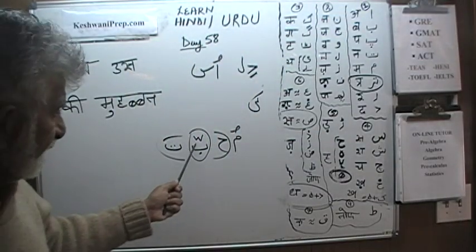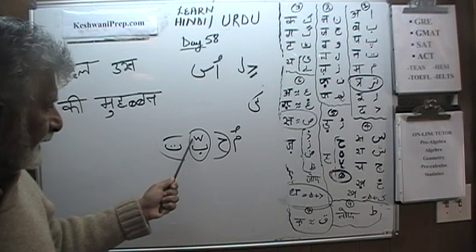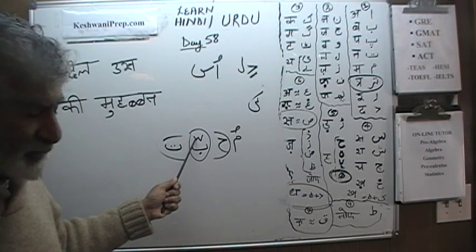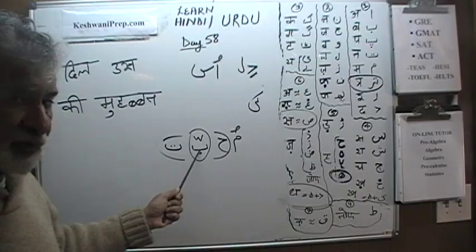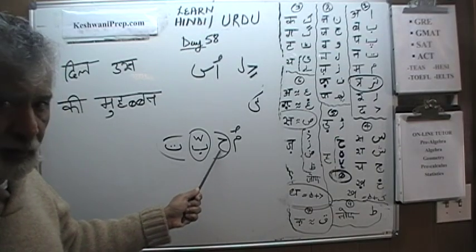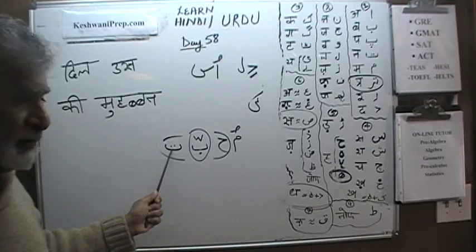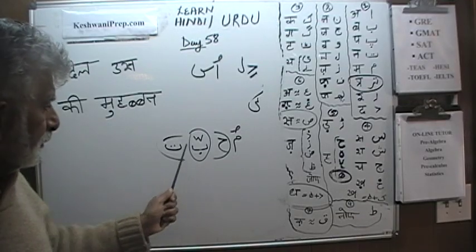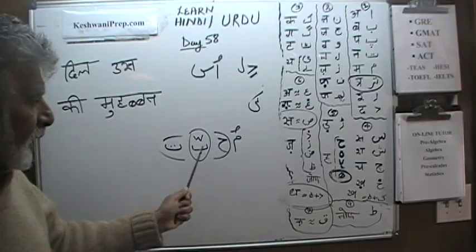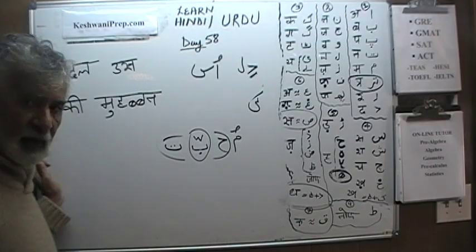And what the tashdid tells the reader is to pronounce this letter first along with the preceding letter. So pronounce it as hub, and then pronounce it one more time with the following letter. Hub, but, mohabbat.